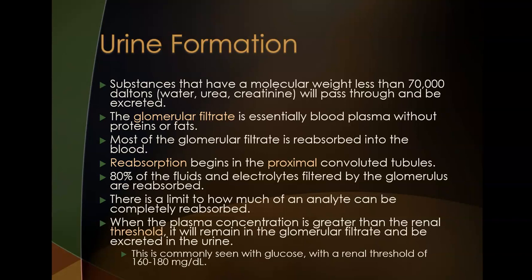So anything greater than a blood glucose of 160 to 180 milligrams per deciliter will start showing up in the urine, which means that all the way up to basically 160, 180, your urine glucose is going to be negative. So if your patient had a blood glucose of 200 milligrams per deciliter, then you would expect to see a positive urine glucose. And of course, the higher the blood glucose, the higher the urine glucose will be.